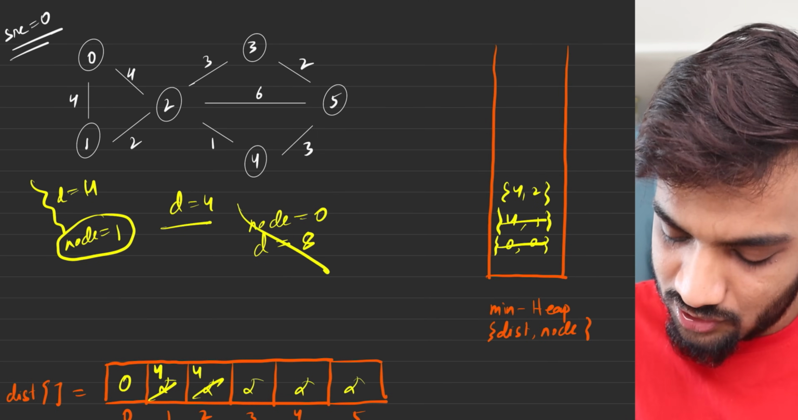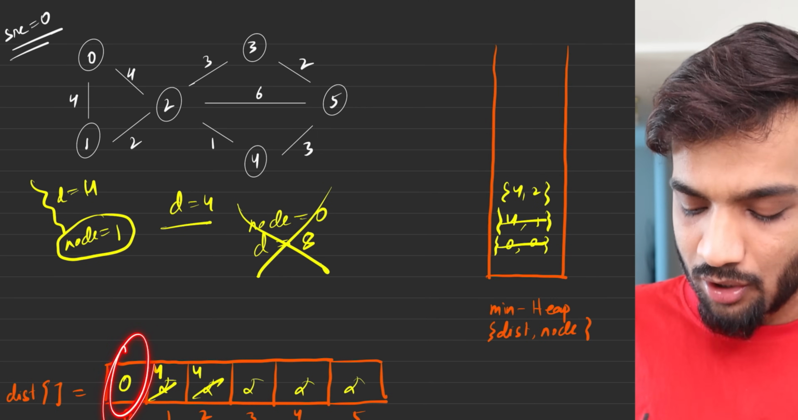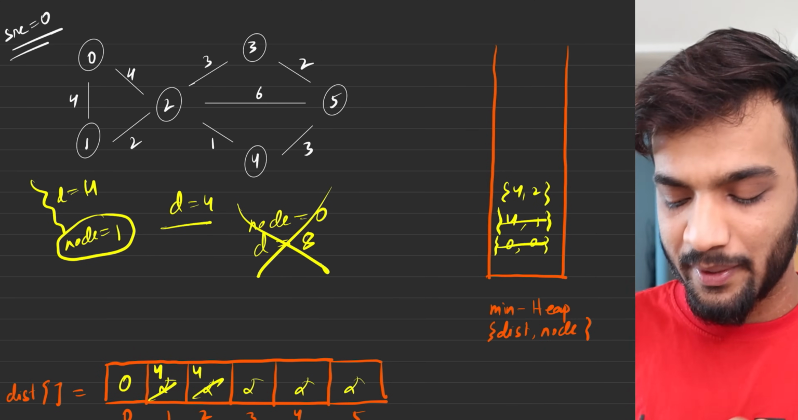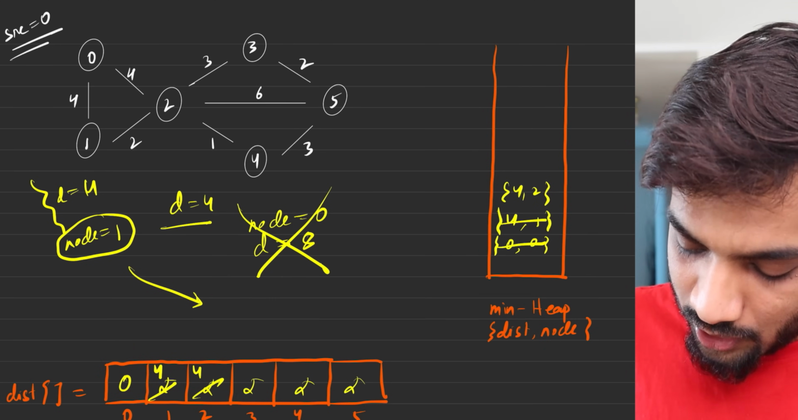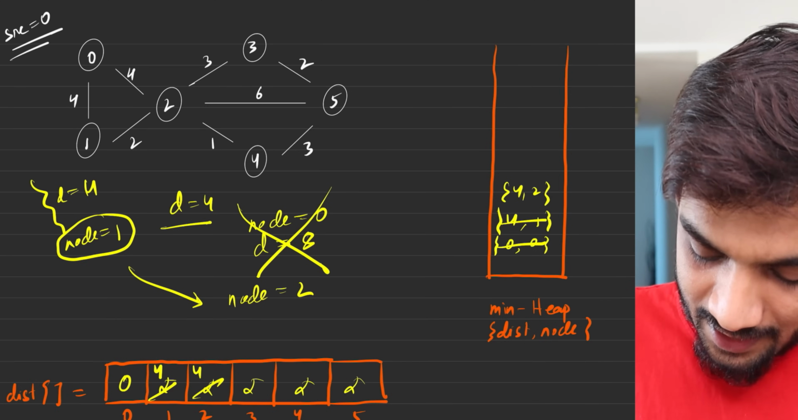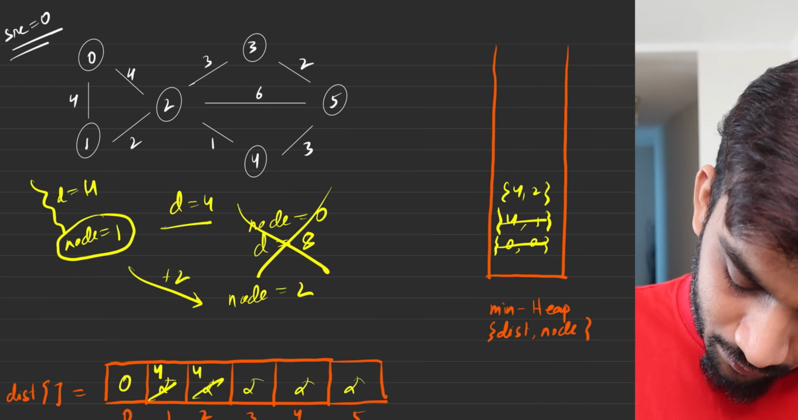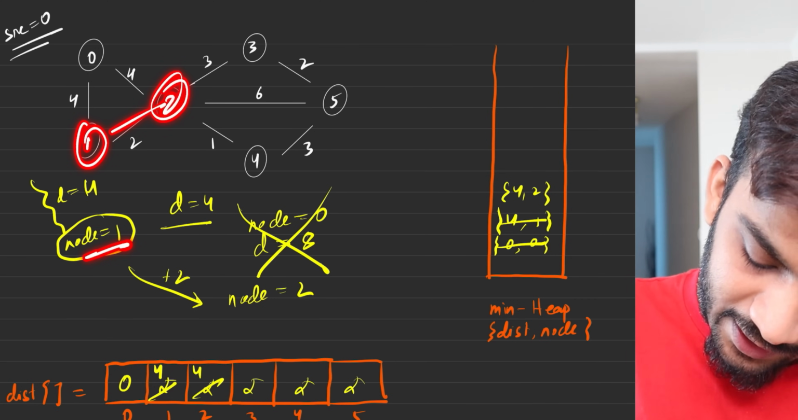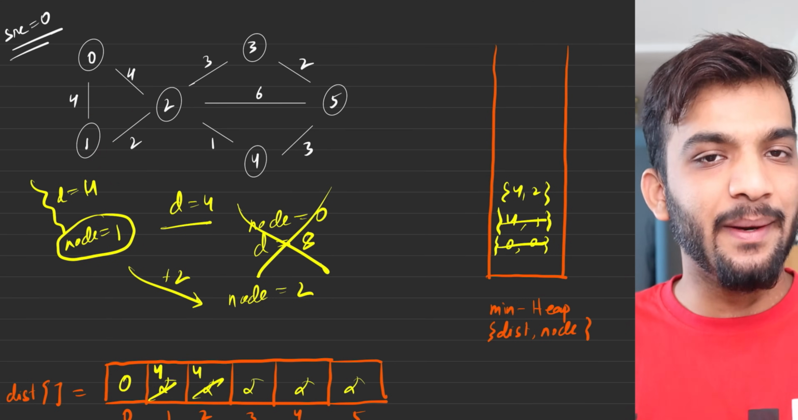Will you consider this? No. Why? 0 is already reachable at 0 distance. Not to be considered. Where can you go? You can also go to the node 2 by taking a distance of 2. Why? From 1, if you go to 2, you take a distance of 2. Easily figured by the adjacency list.